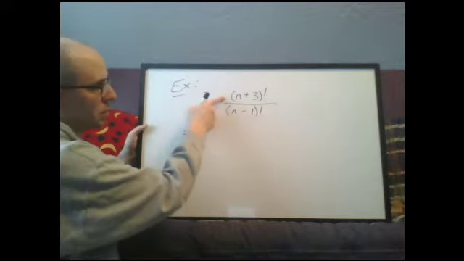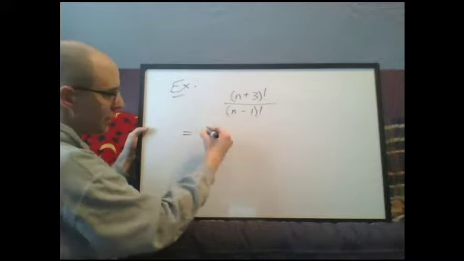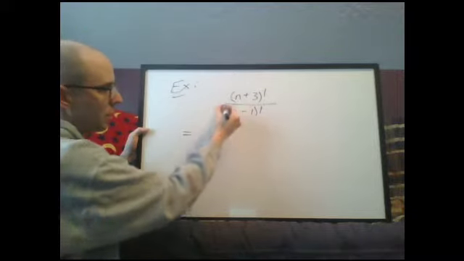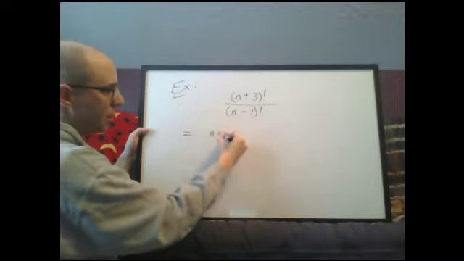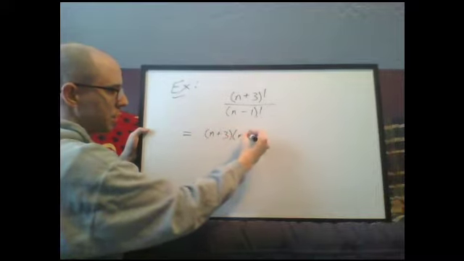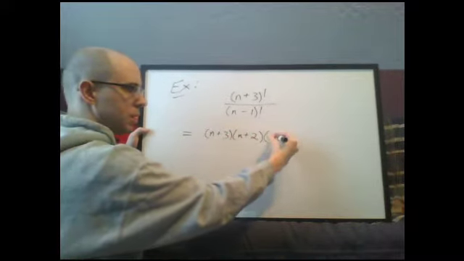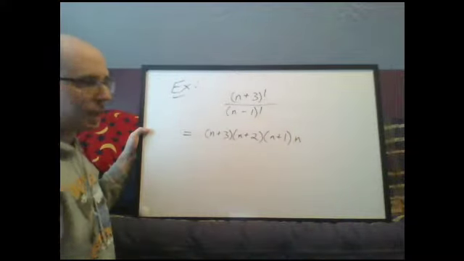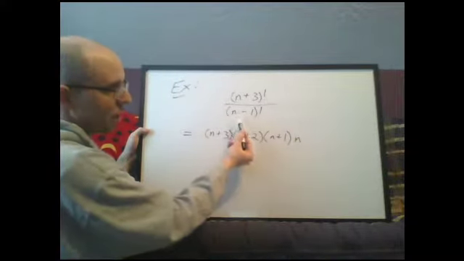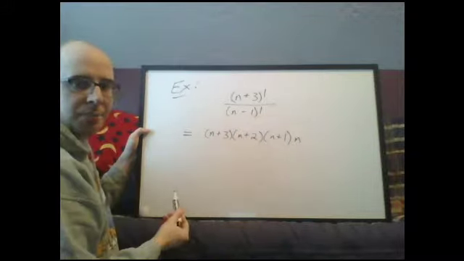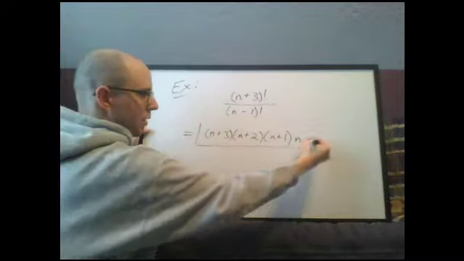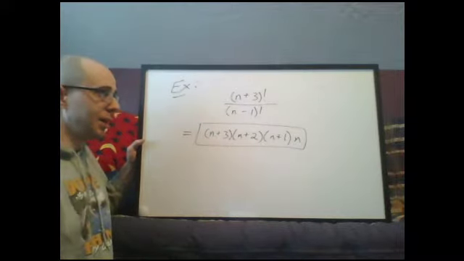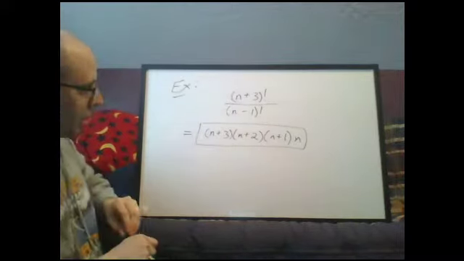So we just start writing out this top factorial here and stop before we get to n minus 1. So we'd have n plus 3 times n plus 2 times n plus 1 times n. If I kept going, then I'd hit n minus 1, but that's all going to cancel with this denominator. So these are the factors that actually remain after we do our cancellation.